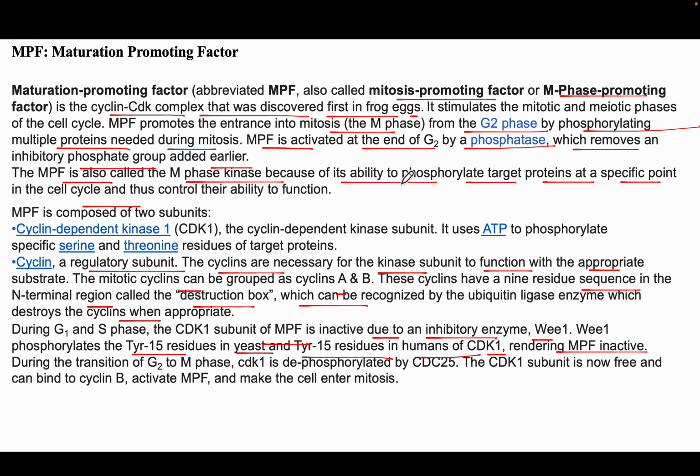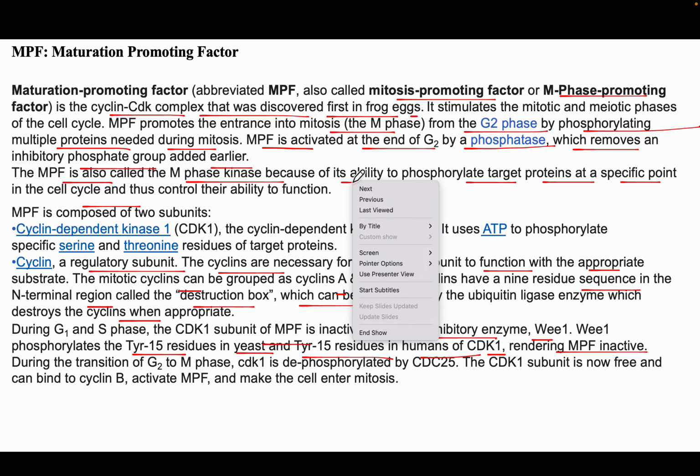It promotes the entrance into mitosis from the G2 phase or from the interphase by phosphorylating multiple proteins needed during mitosis. So mitosis promoting factor is activated at the end of G2 by a phosphatase, which removes an inhibitory phosphate group added earlier. This MPF is also called M-phase kinase because of its ability to phosphorylate target proteins at a specific point in the cell cycle and thus control their ability to function. It's called kinase because it can phosphorylate other target proteins.